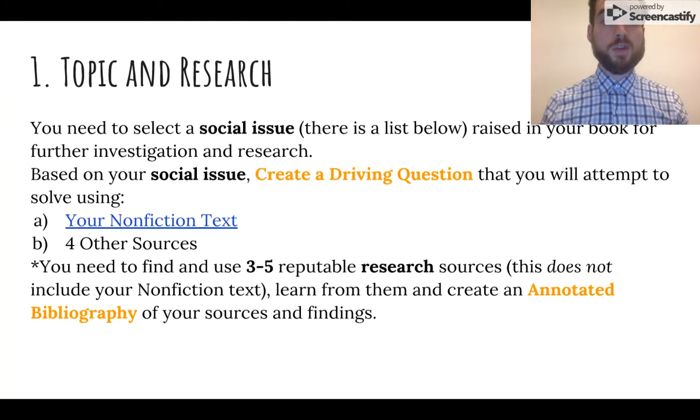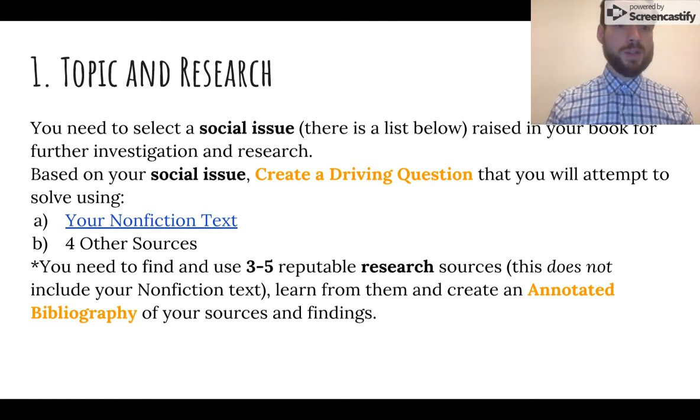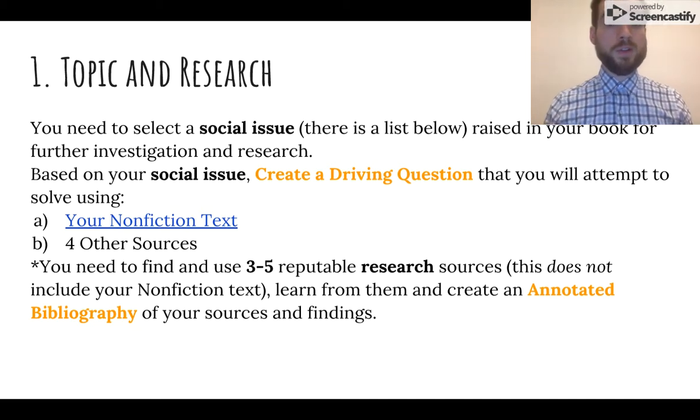So the pitch has 4 different components to it. This is a deconstruction of the pitch document that we already have. So if you've already read it, this shouldn't be anything new to you. So step number 1, topic and research. You need to select a social issue that is raised in your book for further investigation and research. These social issues are connected to our nonfiction text master document that is linked into the pitch document. So if you click on that blue link, it will send you to where you can see what topics are connected to what texts.